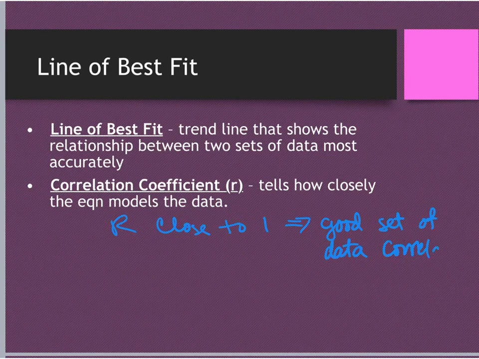Correlation. If you have an R value of 1, then this tells you that each point falls exactly on that line. As R gets farther and farther away from 1, it tells you that the reliability of that line isn't going to be quite as strong.